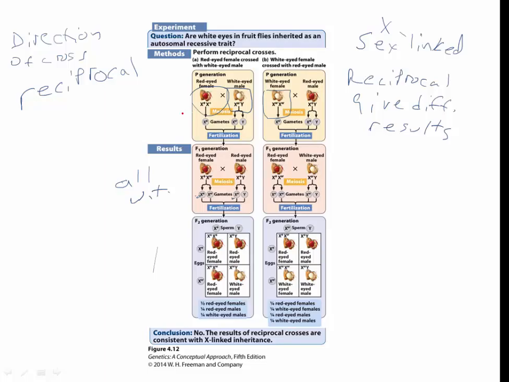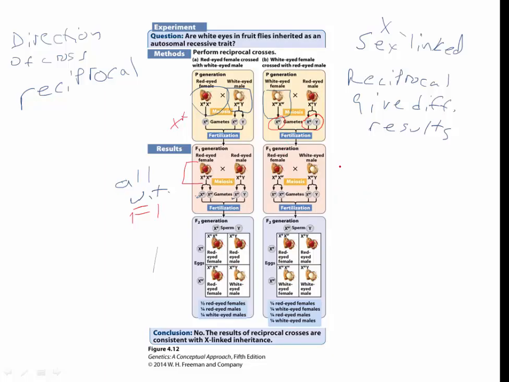But anyways, if we're starting with a red-eyed female and a white-eyed male, the red-eyed female will give this wild-type X chromosome, and the male will give either an X with the white allele on it or a Y. But in either case, when these are fertilized, all of the F1 are wild-type. If you do the reciprocal cross and use a white-eyed female, you can get an X chromosome with the white allele on it from the female, and then either a wild-type X chromosome or a Y from the male.